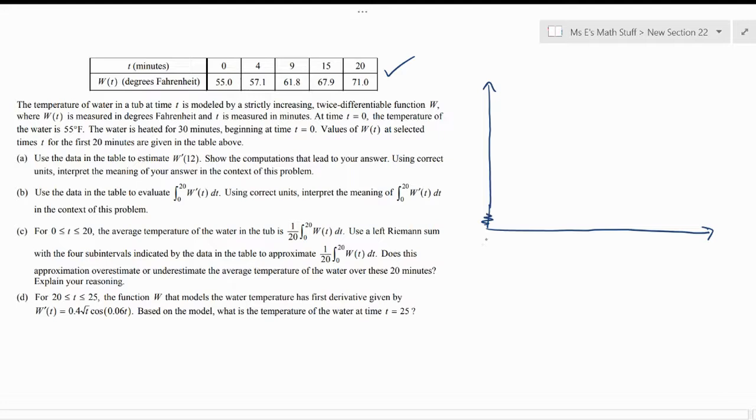So I'm just going to go ahead and mark the t-values. Notice they are uneven, so they go from 0 to 4 and then to 9, jumping up then by 6 to 15, and then jumping up by 5 to 20. All right, and then the outputs, I'm just going to make that ziggy-zaggy there. I'm going to make these be increments of 5.